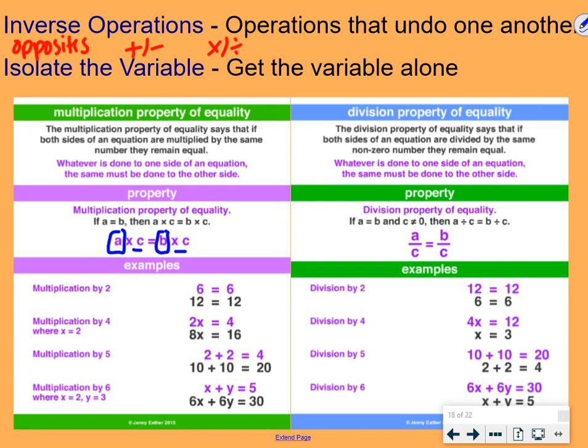So here we have some things. We have 6 equals 6. If we multiply both sides by 2, then we get 12 equals 12. So here we have 2x equals 4. We multiply both sides by 4. We get 8x equals 16. So then it stays true. We always want true equations when we're solving. We don't want to go into a false equation. Division property of equality is when we divide something on the left-hand side, we have to divide the right-hand side by the same thing. So here we have A, we divide that by C, then we have to divide B by C as well.